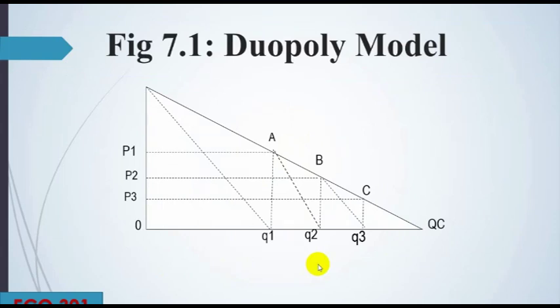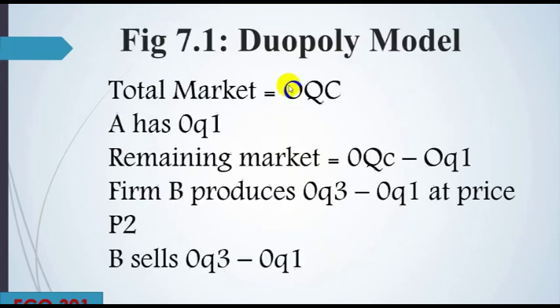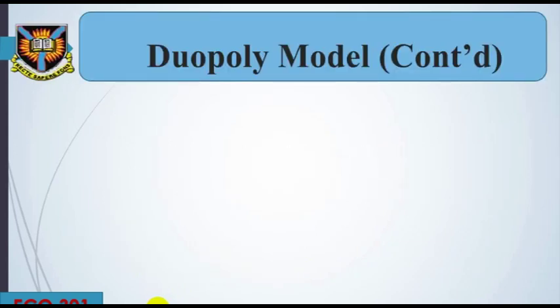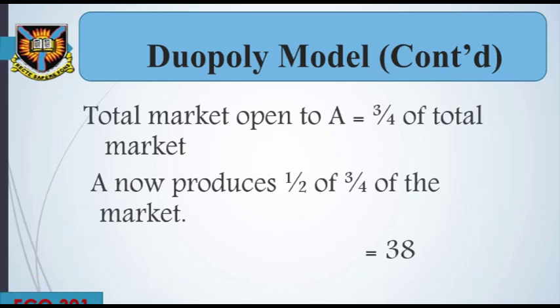Total market is equal to OQC. A produces OQ1. Remaining market is equal to OQC minus OQ1. Firm B produces OQ3 minus OQ1 at price P2. B sells OQ3 minus OQ1. Market left is equal to OQC minus OQ2. Total market open to A is equal to 3/4 of the total market. A now produces 1/2 of 3/4 of the market, which is equal to 3/8.